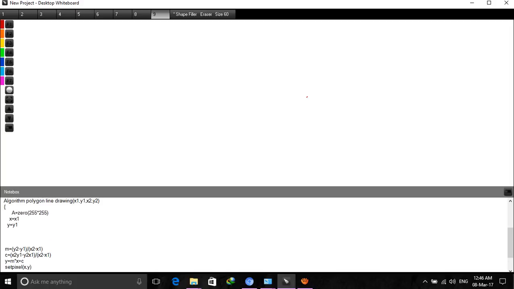So the question is where you can put set pixel. You can put set pixel here, you can also put set pixel here, and you can also put set pixel here, and after calculating this, you can put set pixel. Wait. First I am writing the whole algorithm.